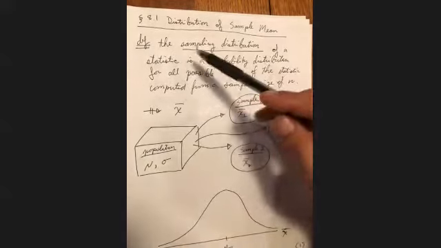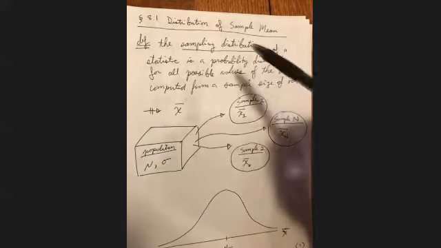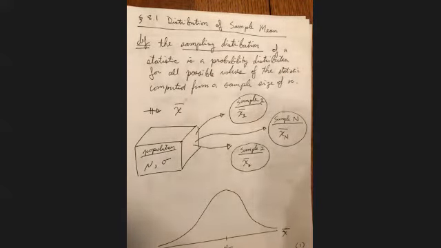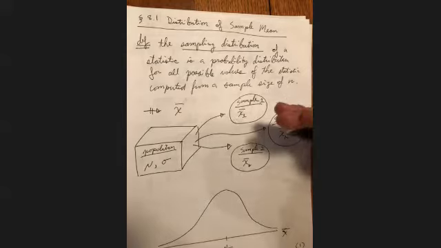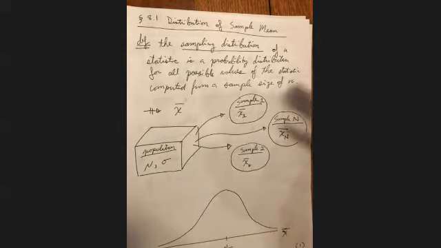First, let me tell you what a sampling distribution is. Sampling distribution of a statistic: remember, a statistic is a numerical measure of a sample, and a statistic corresponds to a parameter of a population, right? So every parameter of a population has a corresponding statistic. Mu, the population mean, has the corresponding statistic x bar, which is the sample mean, and sigma, the population standard deviation, has a corresponding statistic, the sample standard deviation s.